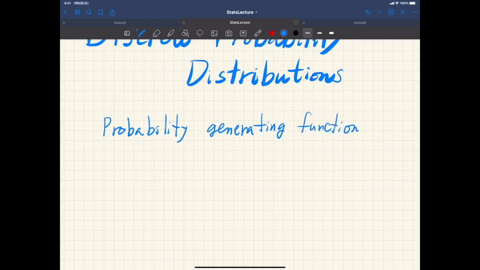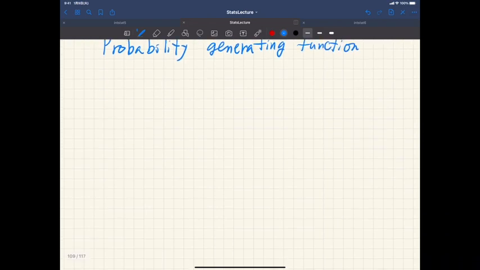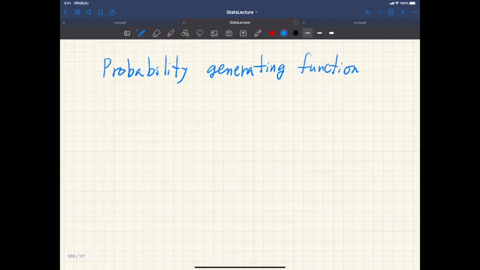This is similar to the moment generating function, but unlike the moment generating function, this is only applicable to discrete random variables that take non-negative integer values. Okay, let's say k is a random variable that can take values 0, 1, 2, and so on.